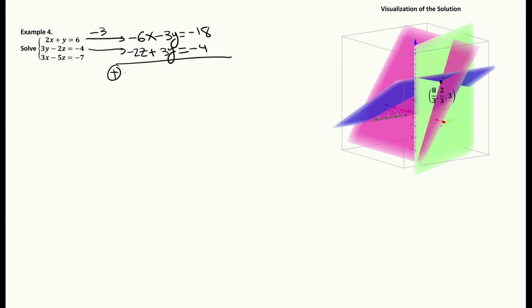So we get -6x minus 2z equals -22. Make sure you don't combine those. Those are different terms. They're not like terms. This has an x in it, this has a z. So you just write them out: -6x minus 2z equals -22. Now we're going to take this equation and put it with that, and then you have a new system in two variables.